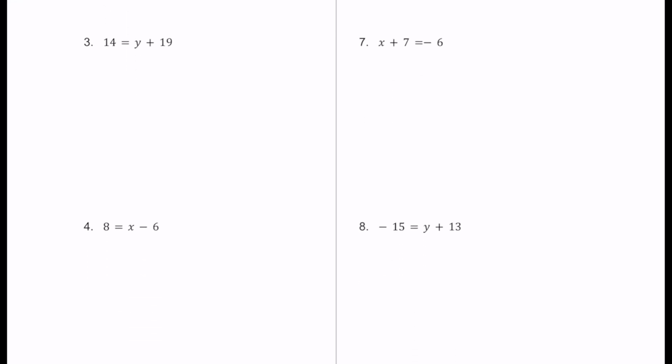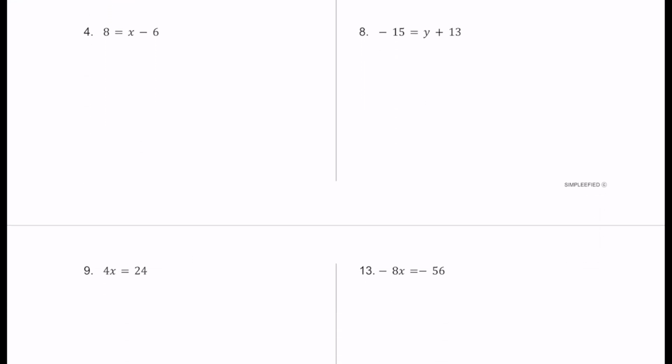For number 3, let's see what we have here. We have 14 is equal to y plus 19. Okay, so we have addition, so the opposite of that is going to be subtraction. So let's get y alone by subtracting 19. If we subtract 19 from both sides, then on the left side, 14 minus 19 is going to be negative 5. And then on the right side, we're just left with y plus 0. But we don't really need to write the plus 0, right? And we can also turn this around. I like to write the variable on the left side, so y equals negative 5. Okay, so far all addition and subtraction, right?